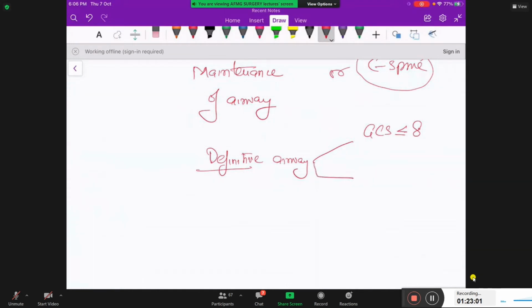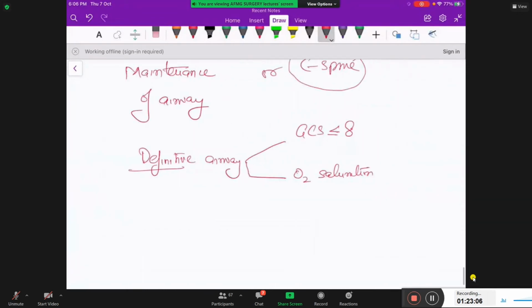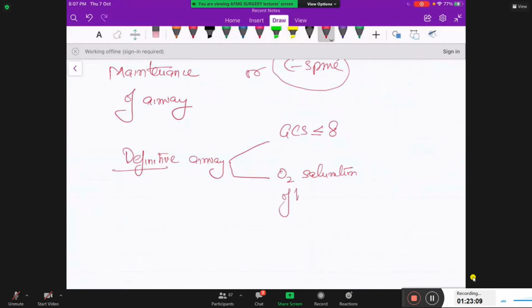Or oxygen saturation of the patient is less than 85% on oxygen. If in any given scenario in your question you are told that oxygen saturation of the patient is less than 85% with oxygen going on, the patient needs endotracheal intubation as a rule, right? So what we have understood, let me summarize it.